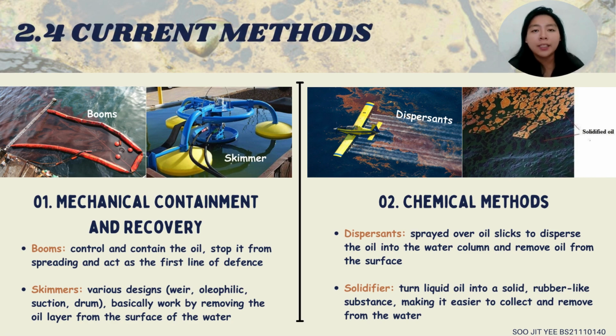There are several methods of solving oil spills. The first one is mechanical containment and recovery. They use foam booms to control and contain the oil, stopping it from spreading, and act as the first line of defense. Then, skimmers in various designs can remove the oil layer from the surface of the water. For the chemical methods, dispersants can be sprayed over the oil to disperse it into the water column and remove oil from the surface. Solidifiers can turn oil into solid, which makes it easier to collect and remove from the water.